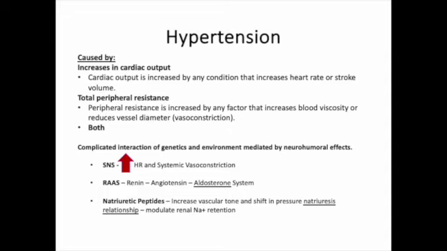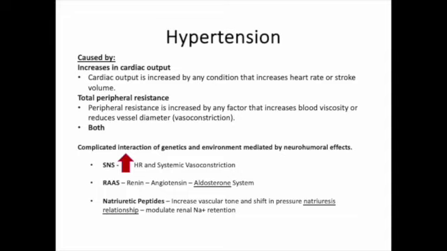You see here the SNS, but we also have the RAS, which is the renin, angiotensin, aldosterone system, and natriuretic peptides. Inflammation, endothelial damage, obesity-related hormones, and insulin resistance can contribute as well to both increased peripheral resistance and our increased blood volume.